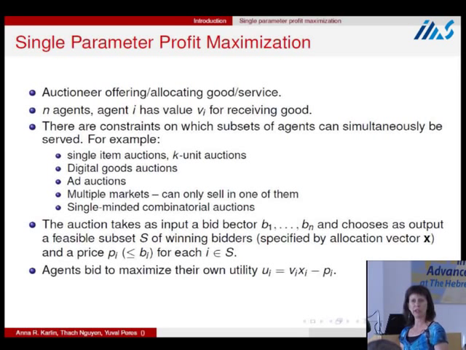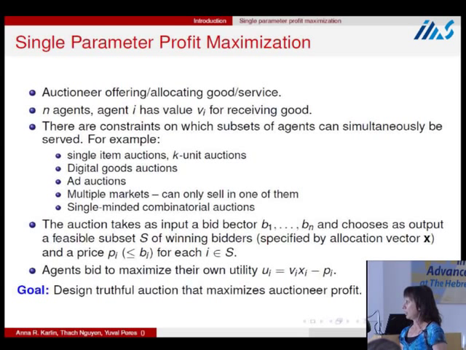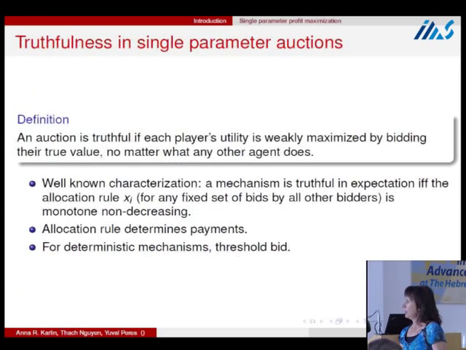The agents, knowing the auction design, are assumed to bid to maximize their own utility, which is their value for what they receive minus whatever they pay. And our goal is to design truthful auctions that maximize the auctioneer profit. And I think everyone in this room knows what truthful means. I'm not going to repeat that.